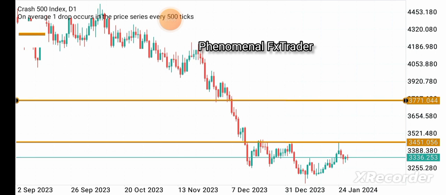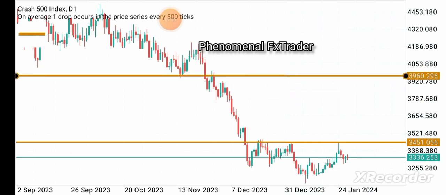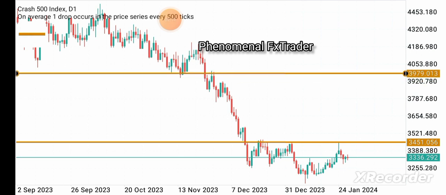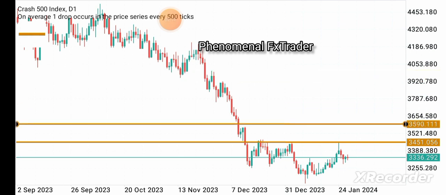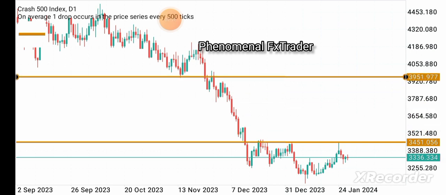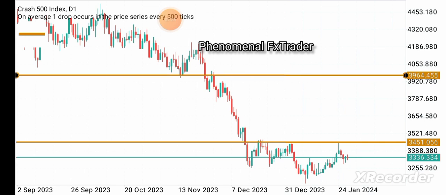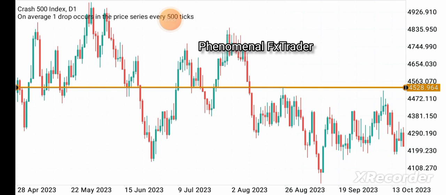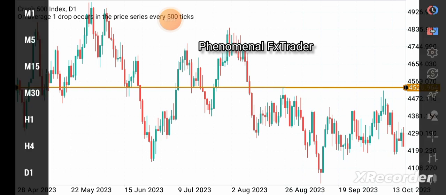There is a key level here, and there's another key level here, but we're not interested in these key levels because they're very far from the current price. It will take the market weeks, or even months, before it can get to where the current price is.